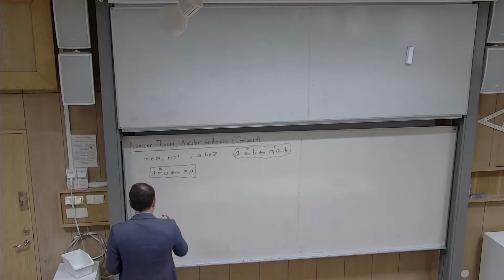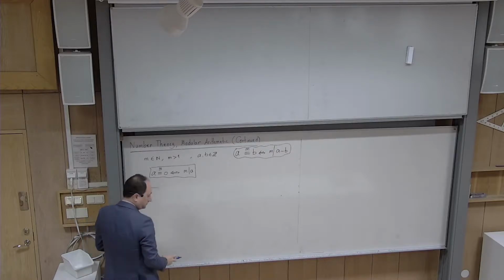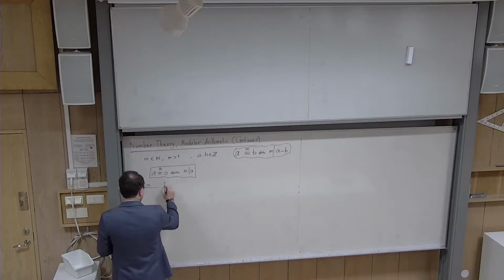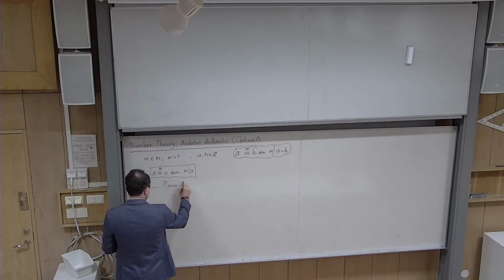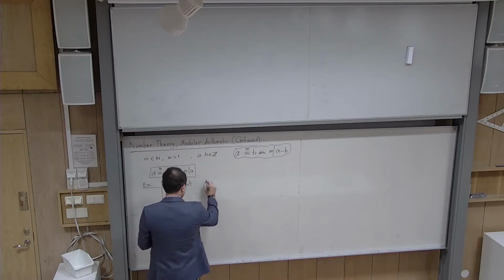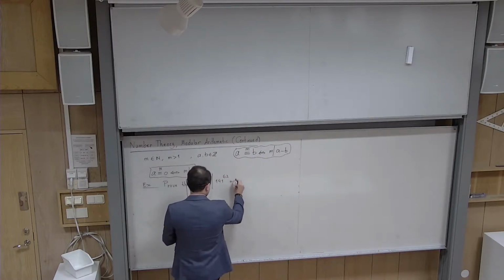Example: prove that 11 divides this number, 141 to the power 62 plus 62 to the power 141.